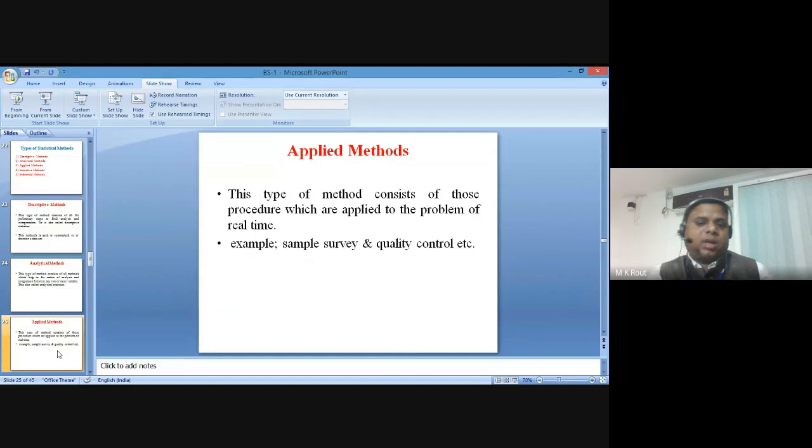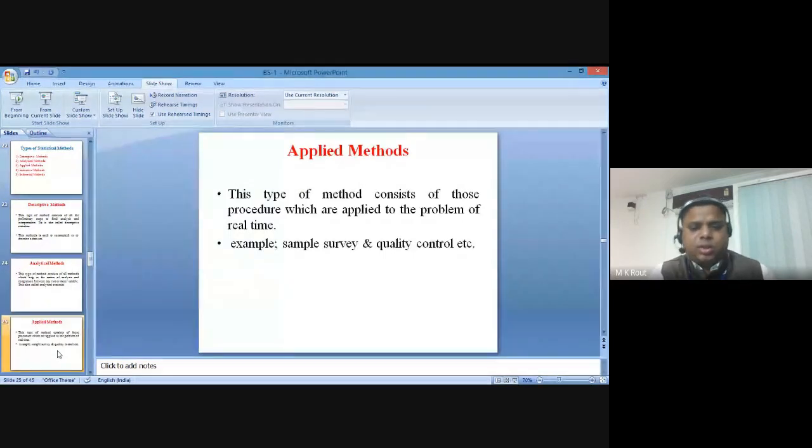This particular method consists of those procedures which are applied to a real-time problem. As I told, for example, the collection of how many people are affected by the corona pandemic in a particular geographical location. This is a real-time problem faced by human beings, and that data is initially collected at the bottom level, circulated to the middle level, and again represented to the top authority.